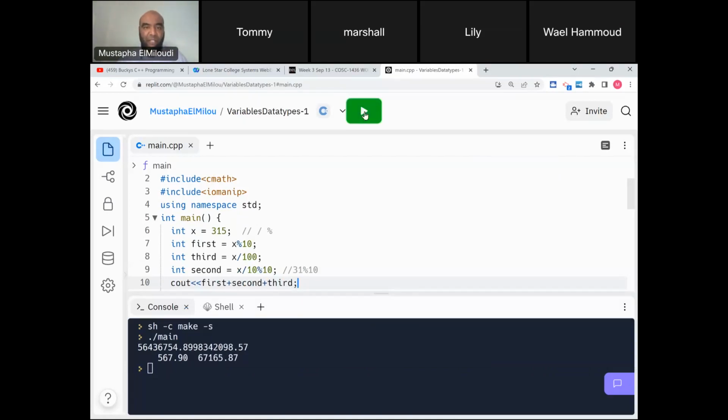So now if I run the program, it should give me 9. That's exactly what I'm looking for. 3 plus 1 plus 5. So this is to show you the importance, the significance of these tools. Division, remainder. It solves a lot of problems that sometimes you may not even be aware of.